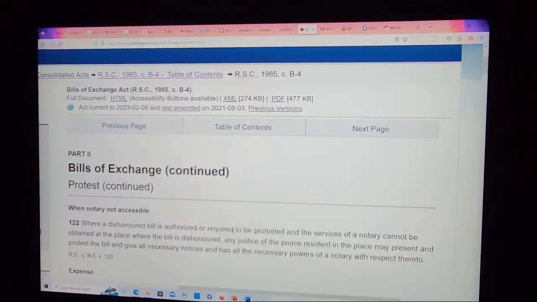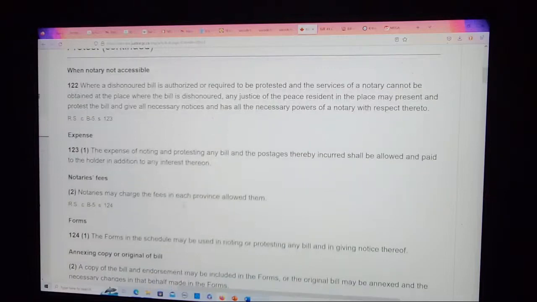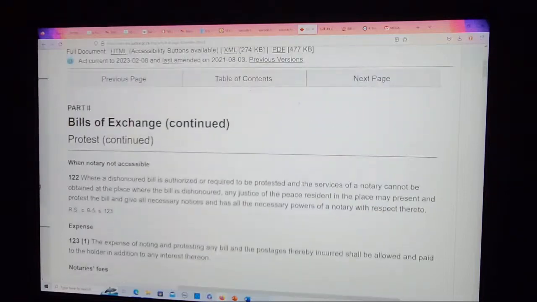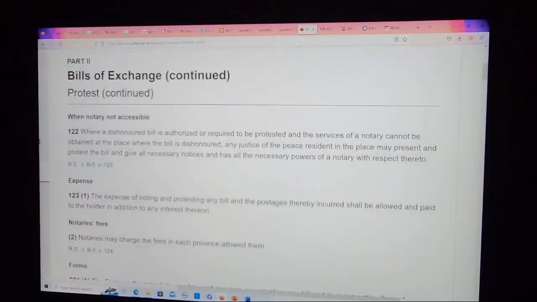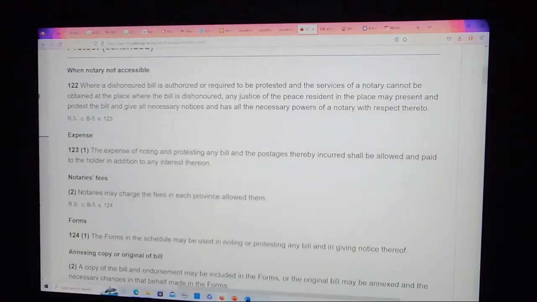Negotiable Instrument Act of 1881 as amended in 1882, Part 5. Bill of Exchange Act. When notary not accessible. Protest continued. When notary not accessible.